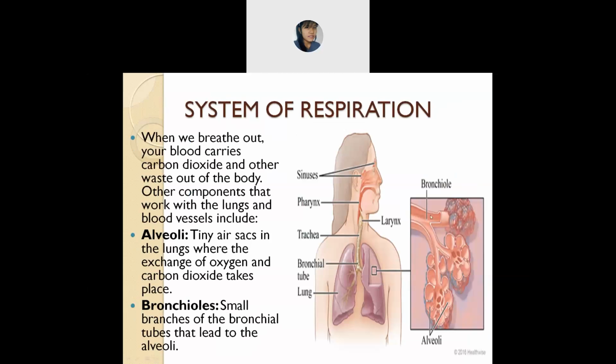Next is bronchioles, this one, they are like small branches, all these. And next is alveoli, all these small ones, round in shape, so all these are alveoli, if you understand.